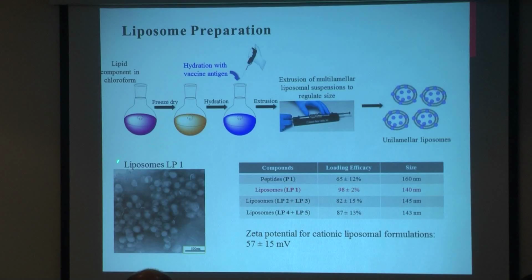So this is a TEM of liposomes LP1. That's my major vaccine candidate right there. What I've noticed is that vaccine candidates that had lipids had a higher loading efficacy. This was done by ultracentrifuging my liposomal vaccine candidates, and then I would lyse the liposomes and calculate the concentration using a standard curve.